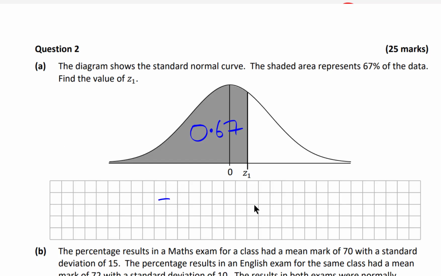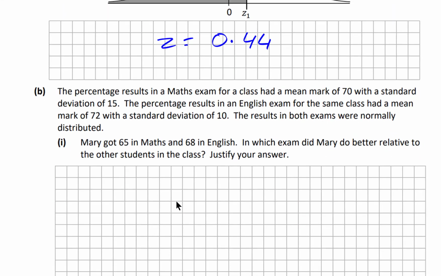So this one's fairly straightforward. Z equals 0.44. Okay, moving along. Part B.